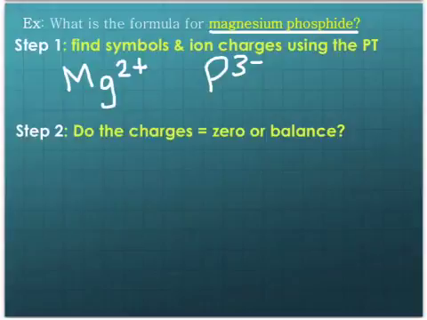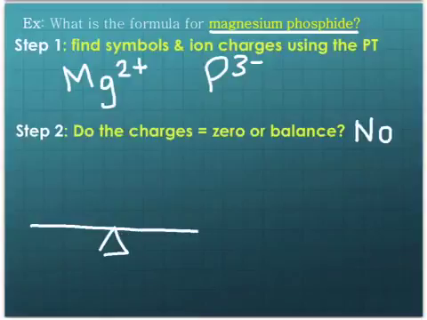If your answer is no, then you need to use your teeter-totter scale or your table in order to balance the charges. So again, I will show you both methods and you can determine which method you like best. So here I have magnesium, its charge is +2, and I have phosphorus, my negative ion with a charge of -3. I can see +2 and -3 are not balanced.